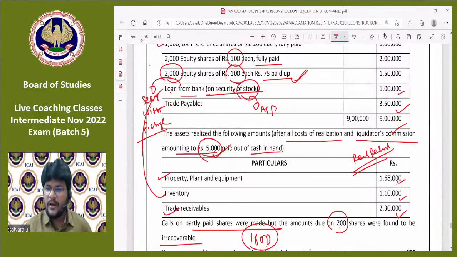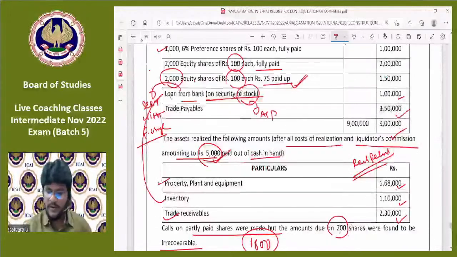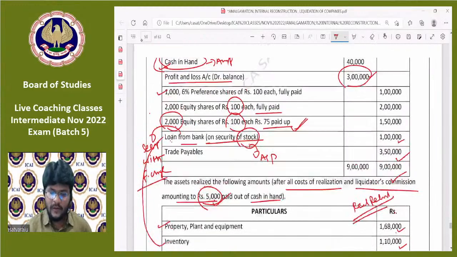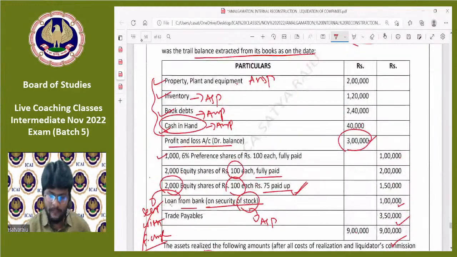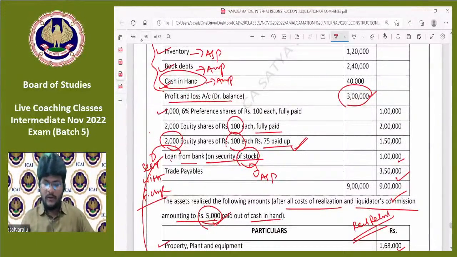Follow the order. After liquidator remuneration, liquidation expenses, nowhere given. After that, you should make payment to preferential creditors. Actually, any taxes, duties, cess, employees remuneration. Tell me, guys, compensation, death or disablement compensation, nothing is there. I think so. There is no information related to preferential creditors. You can go for secured creditors with floating charge, guys. Secured creditors with floating charge is available or not available? Under liabilities, secured creditors with floating charge is also not available. There is nowhere given information related to debenture holders. That's why you can jump to unsecured creditors.